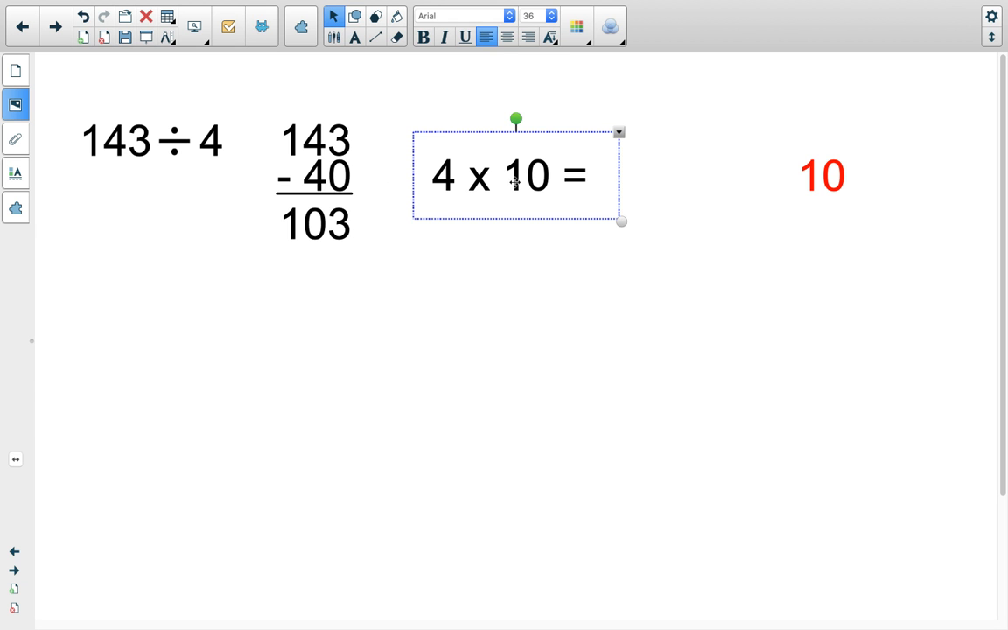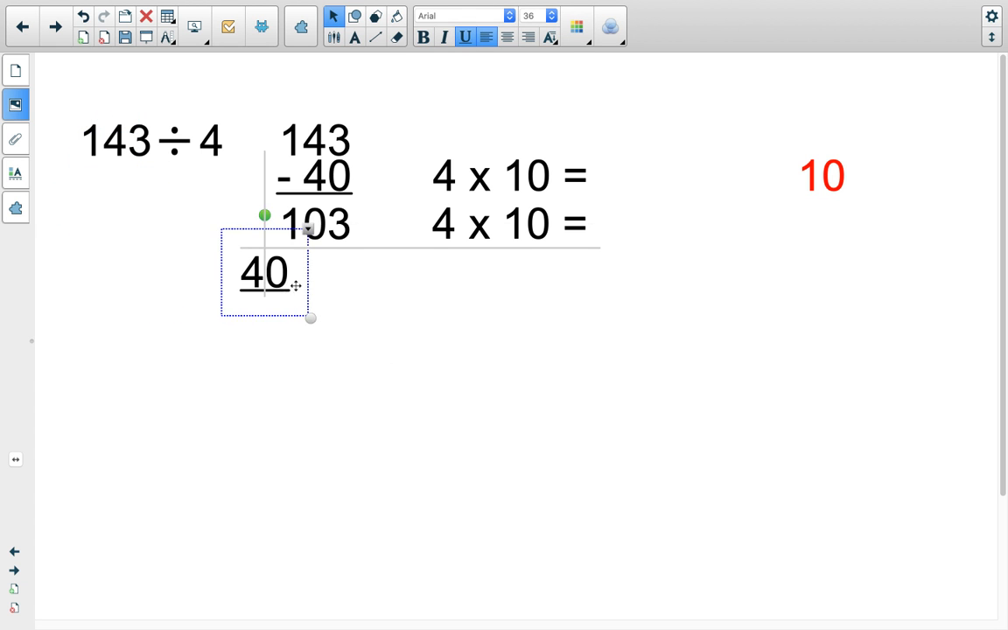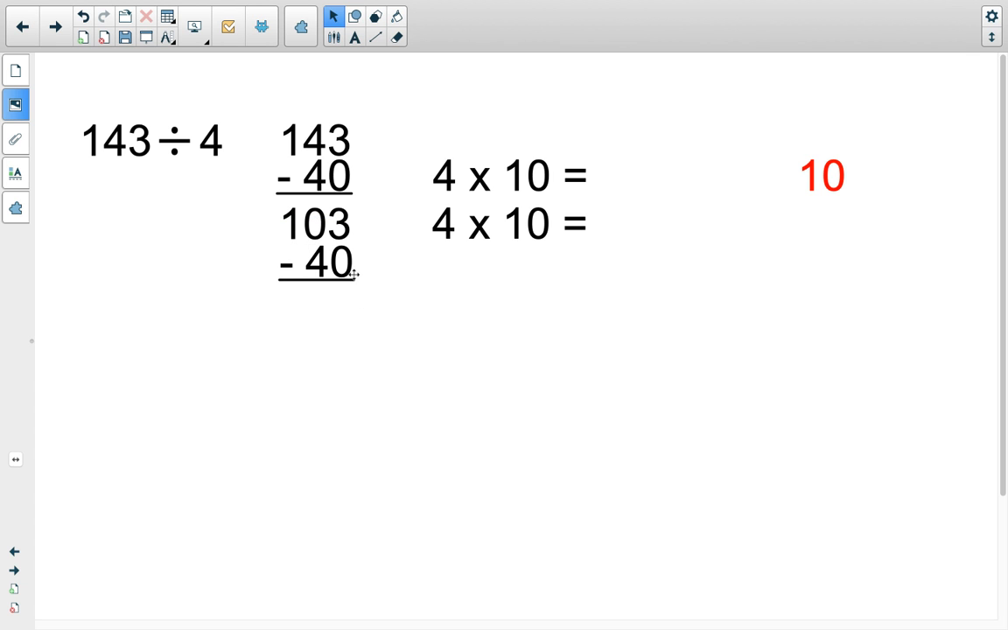Well, I'm going to repeat this one because I know that 10 times 4 is 40, and it's still smaller than 103. So I'm just going to grab this, copy it, and paste it to make it easy for me. The marvels of a smart board. And now I can subtract this again. So 0 from 3 is 3. And now 4 from 0 I cannot do. I have to borrow the 1. So 4 from 10 is 6. So now I've got 63 here.